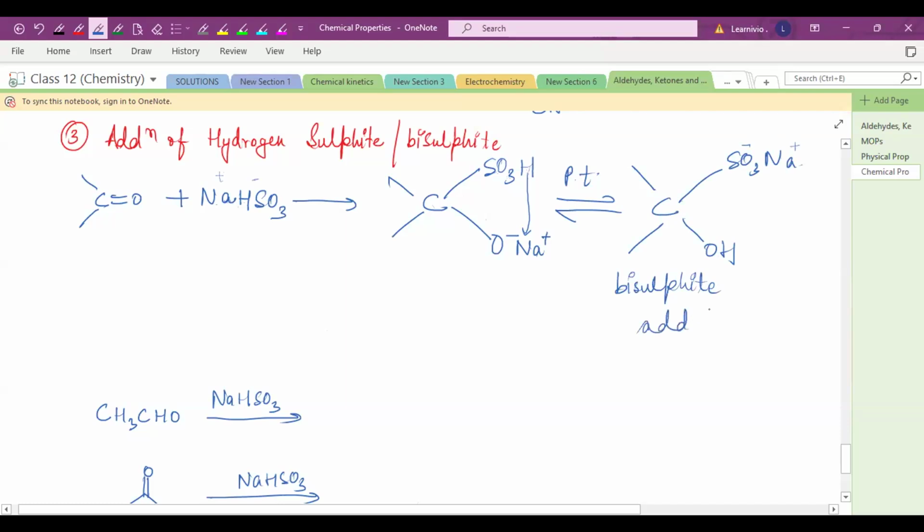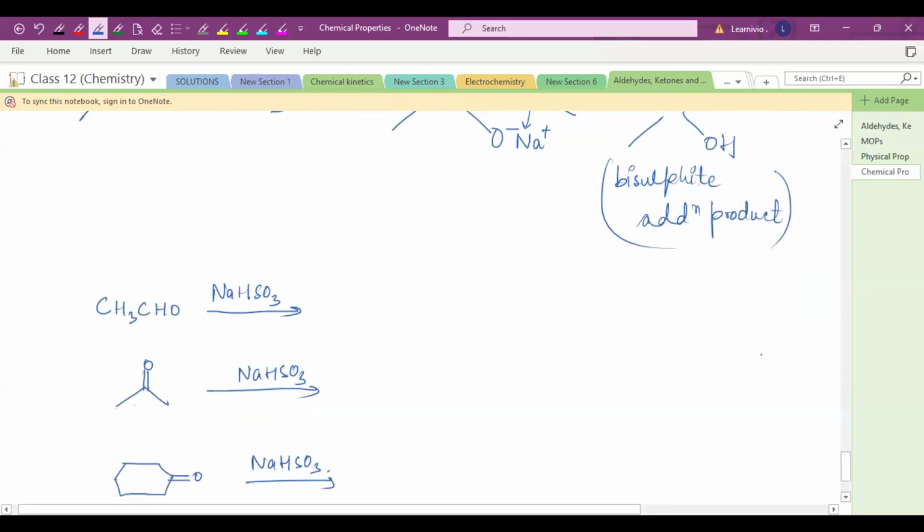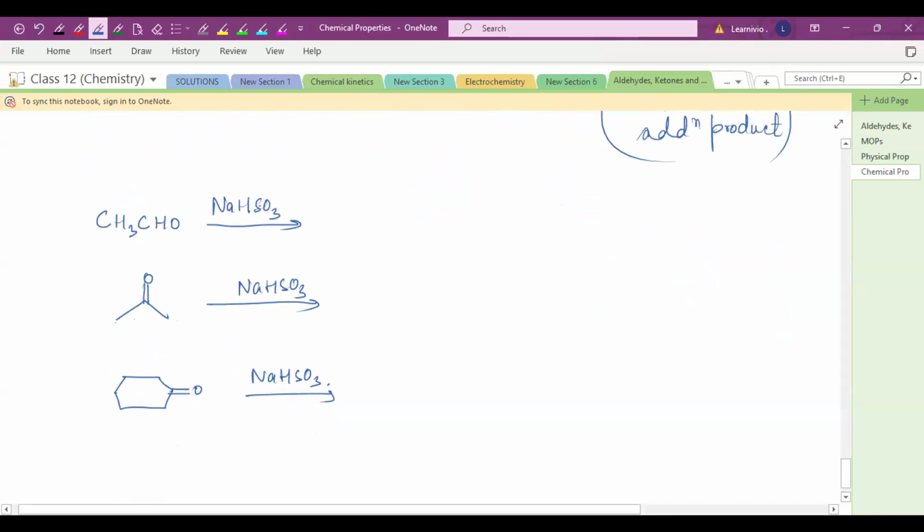Bisulfite addition product. You will get this finally. This is the proper mechanism. Clear? Yes, ma'am. Okay, now see this. CH3CHO. When you have to write down the product only, you will not follow the proper mechanism.